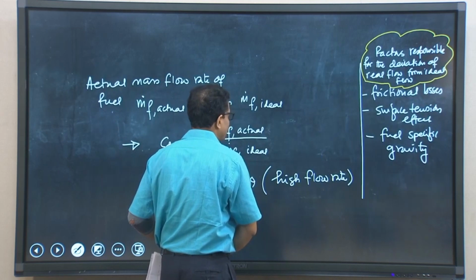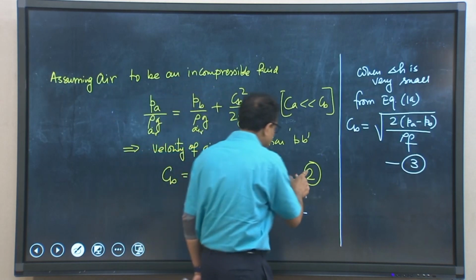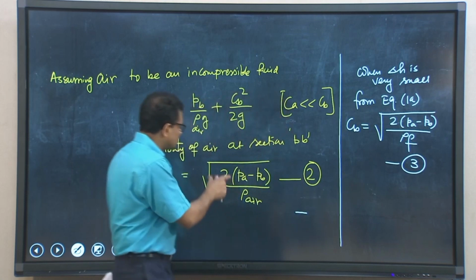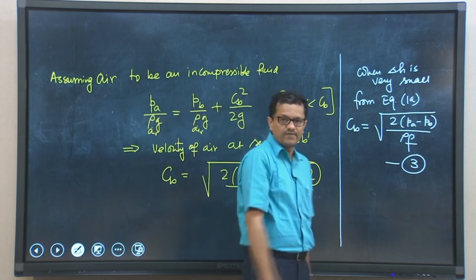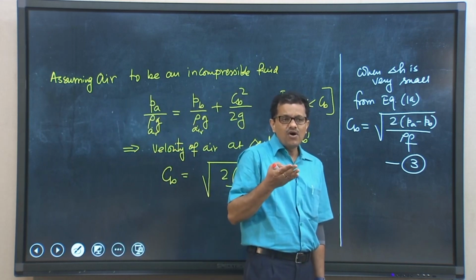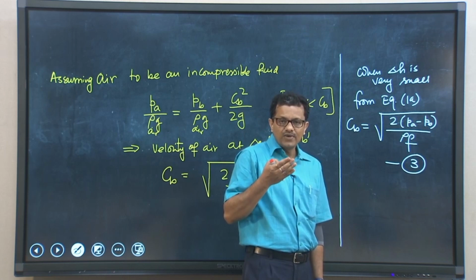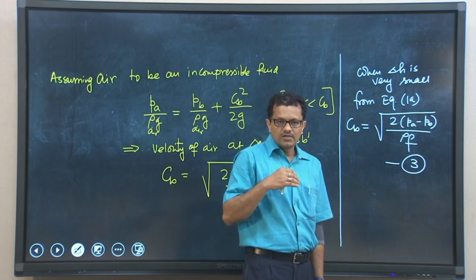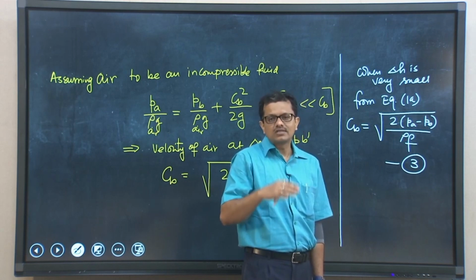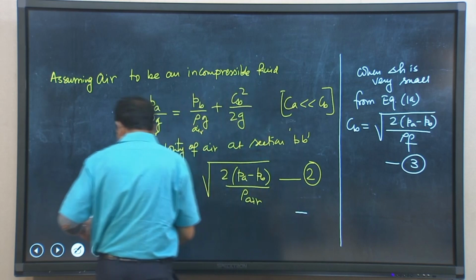And if this is the case, and if we assume air to be an ideal fluid, the flow of air to be an ideal fluid flow, then we can see by looking at equation 2 vis-a-vis equation 3 that these two expressions are almost identical, except this is rho air and this is rho f. So, that means the flow of fuel at section BB and the flow of air at section BB, these two are constants, because we need to calculate the mass flow rate of air.